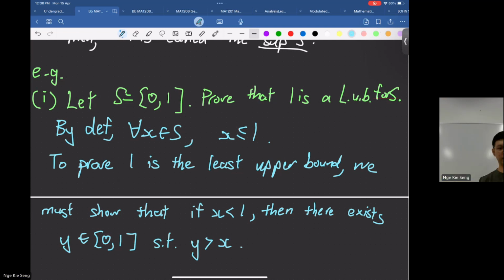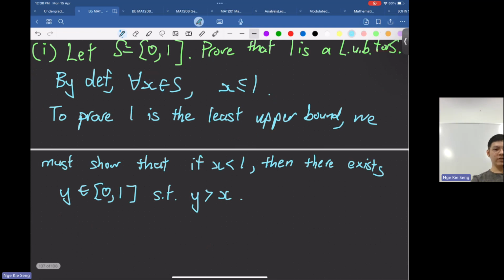Meaning you cannot go lower already. You cannot go lower than this bound. Then it is the least one. Okay. So how to do that? How do I find this y here?